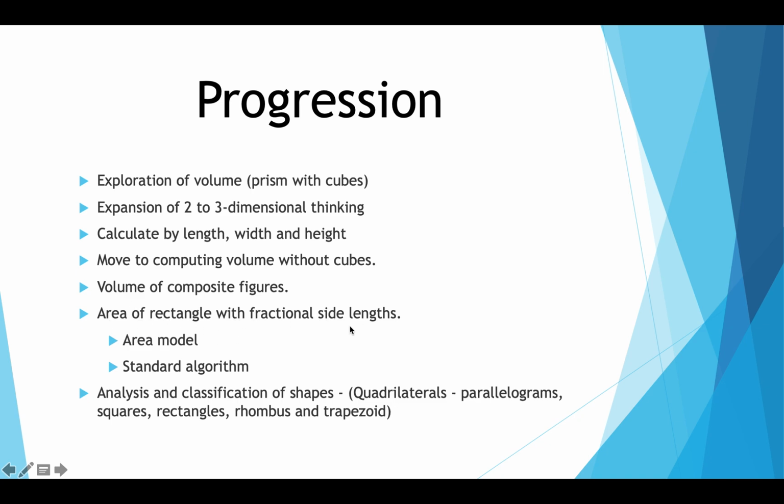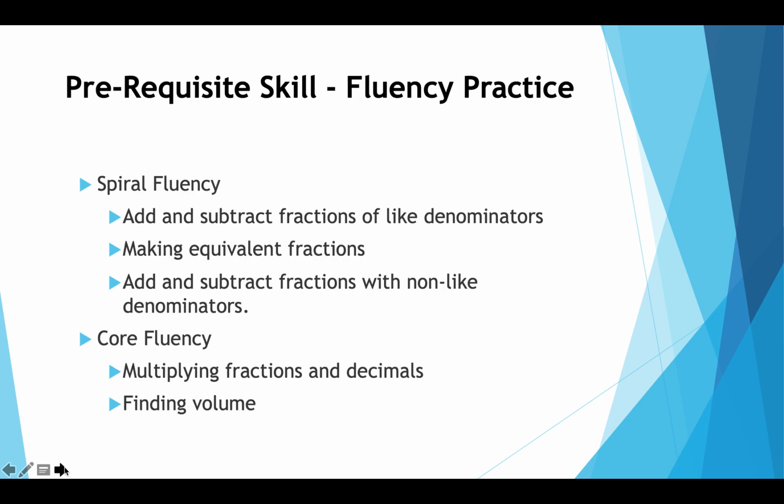It moves into the area of a rectangle with fractional side lengths, so we're back to two dimensions. They get to practice some fraction multiplication, and you might even cleverly throw in some perimeter, so they have to add some fractions there. It uses an area model and eventually moves into the standard algorithm. Then at the end, you're working on analysis and classification of shapes, specifically quadrilaterals: parallelograms, squares, rectangles, rhombuses, and trapezoids.